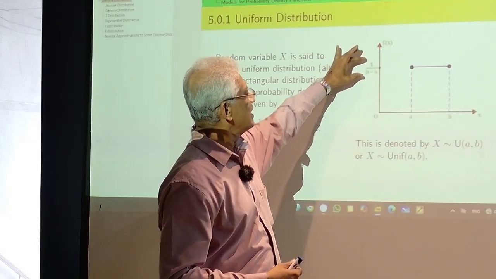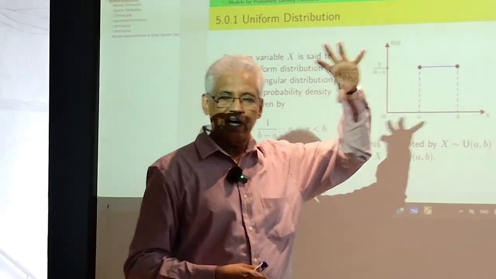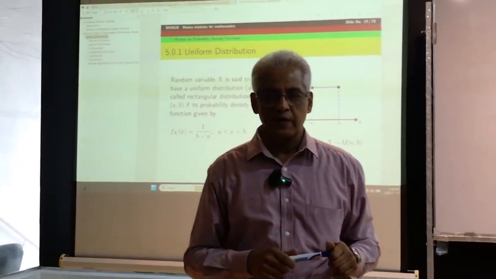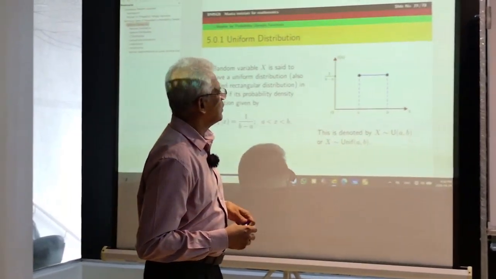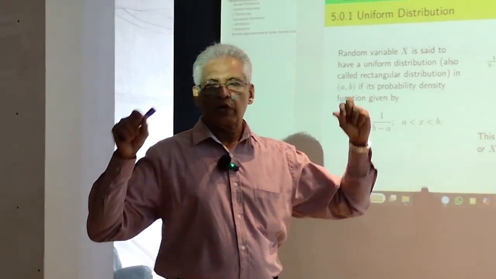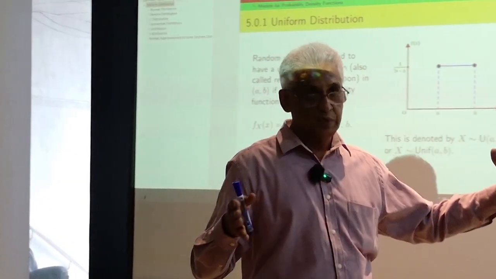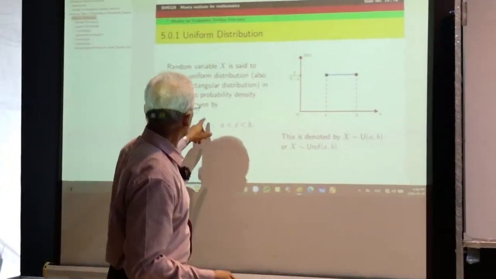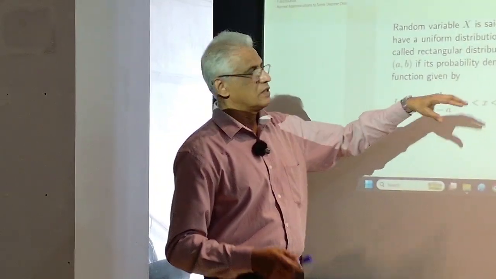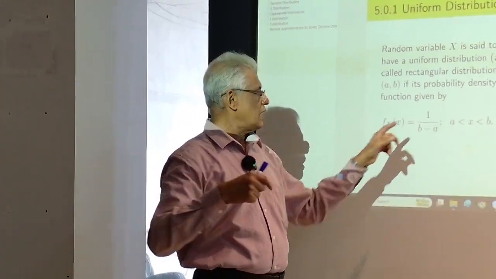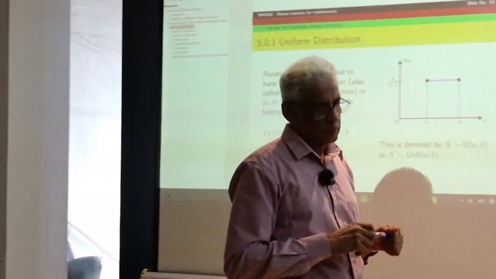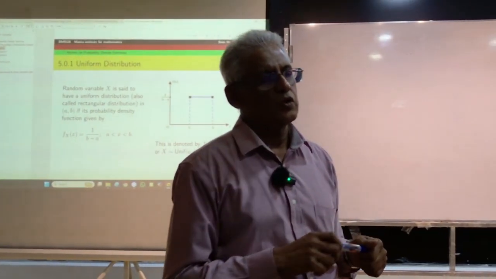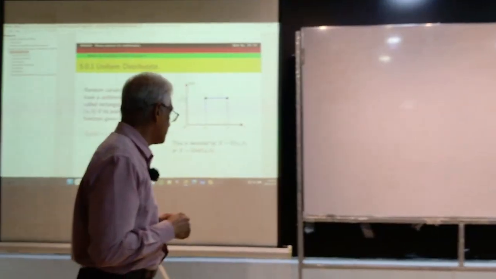So thereby you can easily define that the height of this thing should be 1 over b minus a. Then only the area will be equal to 1. So the density function for a uniform distribution between a and b is given by 1 over b minus a. It's a fixed value over a given area. Height is equal to this. So that's the equation for the uniform density function of a uniform distribution.